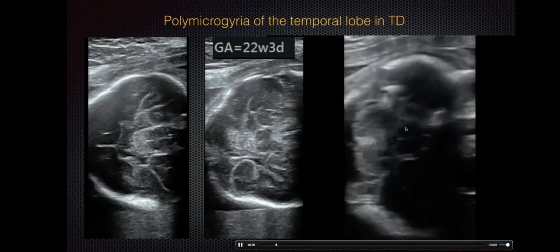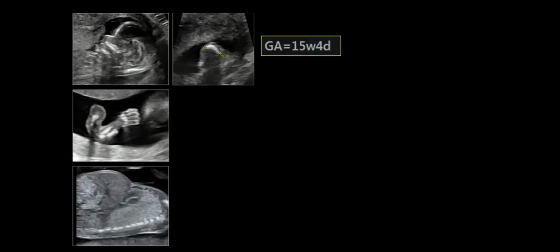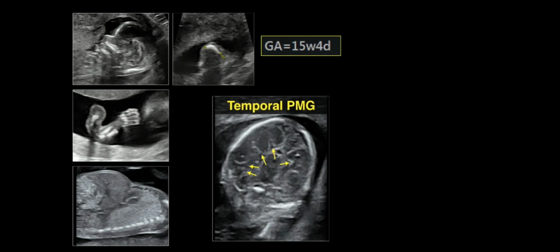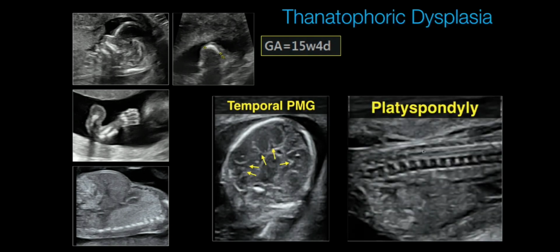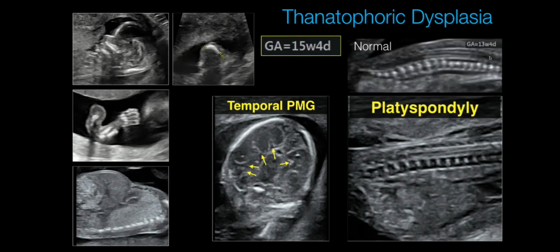But if you see it at 22 weeks, how early could you see it? You can also see it at 16, 17 weeks. And in this case, look carefully, you see the signs at 15 weeks, because the fetus appeared with a short femur already at 13 weeks and was referred. So at 15 weeks, you see also the polymicrogyria, the temporal one, and you see the platyspondyly here in comparison to the normal spine. And this is a comparison, another normal fetus at 13 weeks, and this platyspondyly in this fetus.